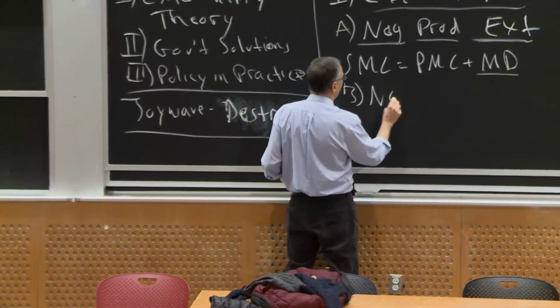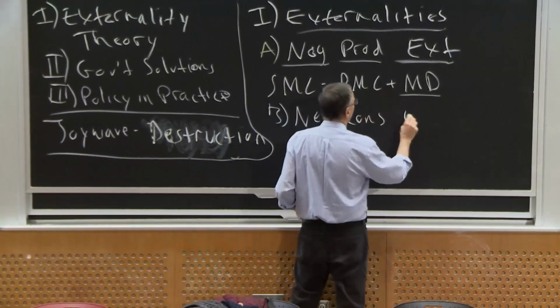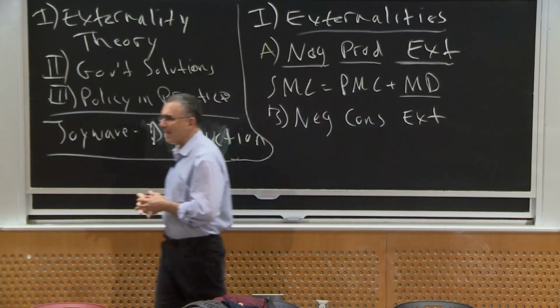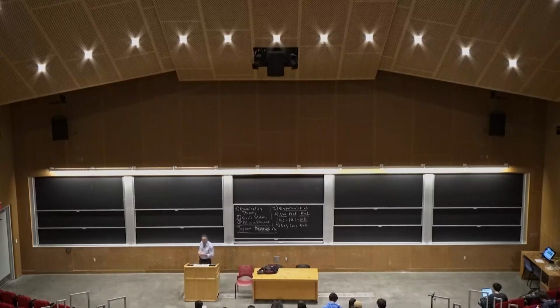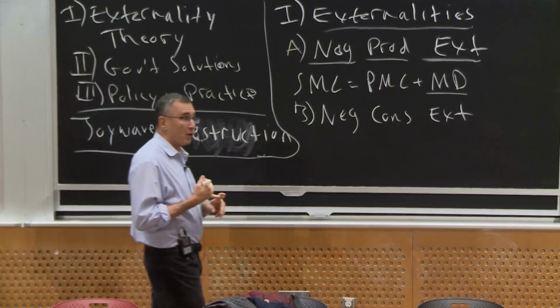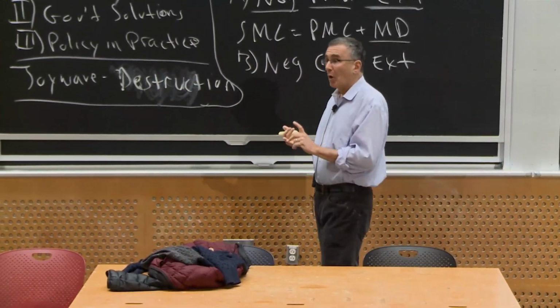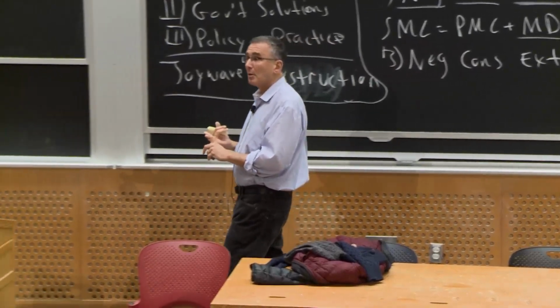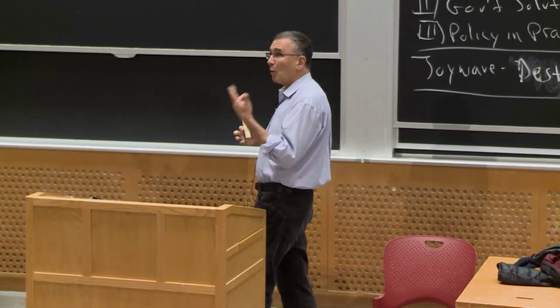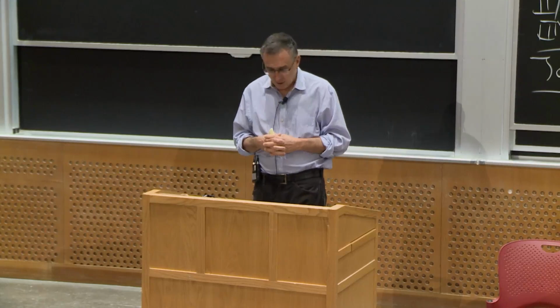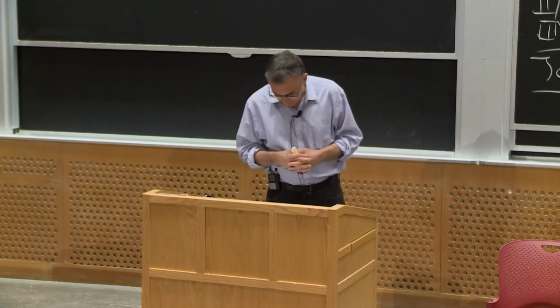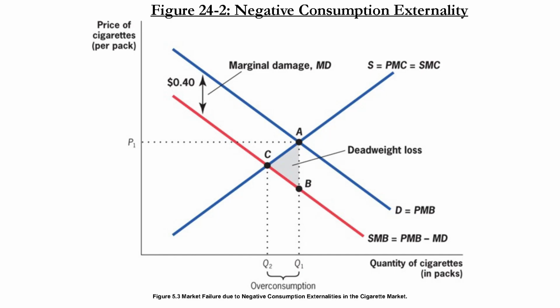Let's talk about a negative consumption externality, the classic example of which is smoking. When I smoke, I exert a negative effect on society, partly because I raise the cost of medical care for dealing with me when I'm old, partly because I create secondhand smoke. But for lots of reasons, my smoking creates extra cost for society. So my smoking decision is represented in figure 24.2.